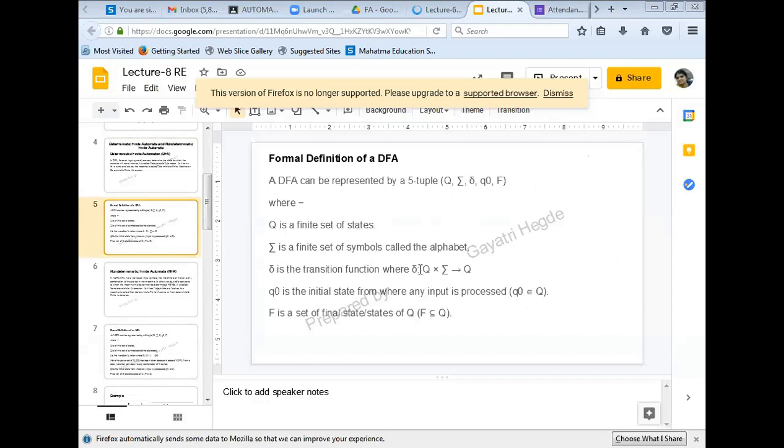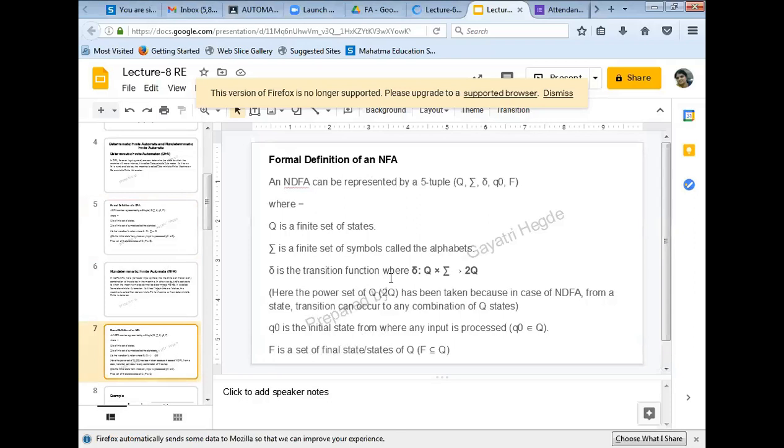Then delta is the transition function: the current state mapped with input gives you the next state. And in this, Q0 is the initial state, right? And F is the final state. Now coming to the formal definition of NFA, just check this. You have the same five tuples, Q and sigma are the same.